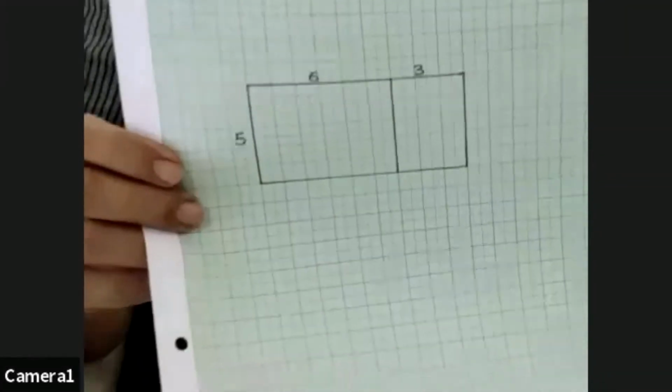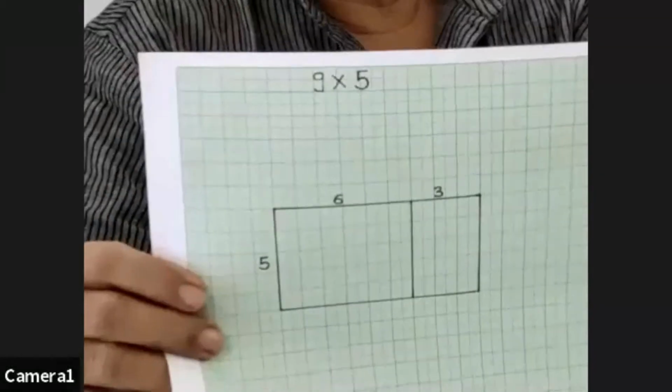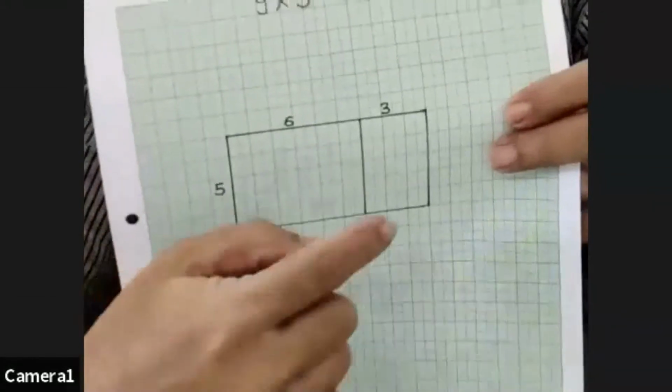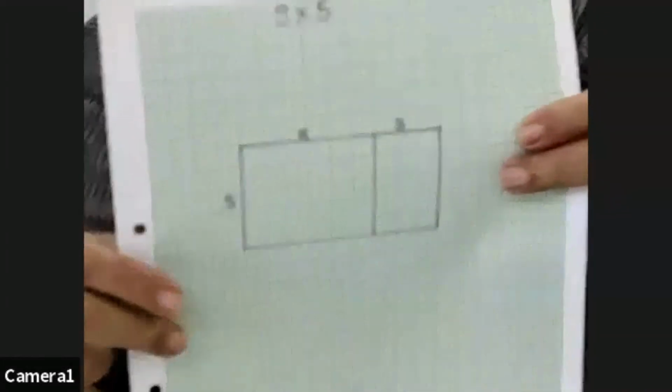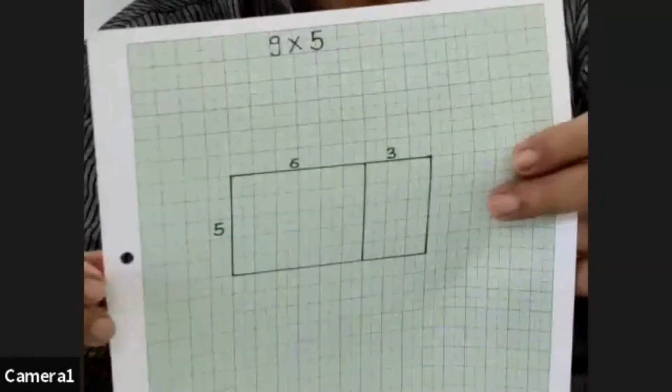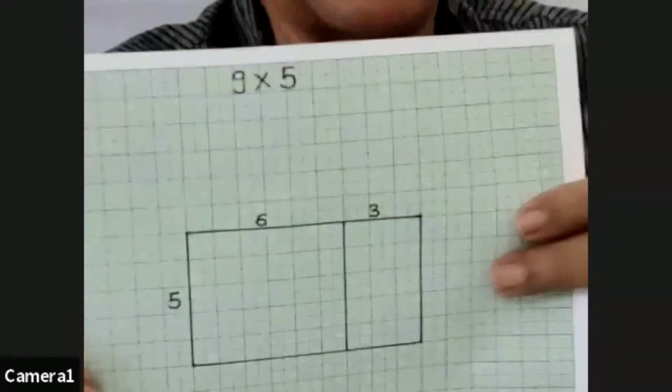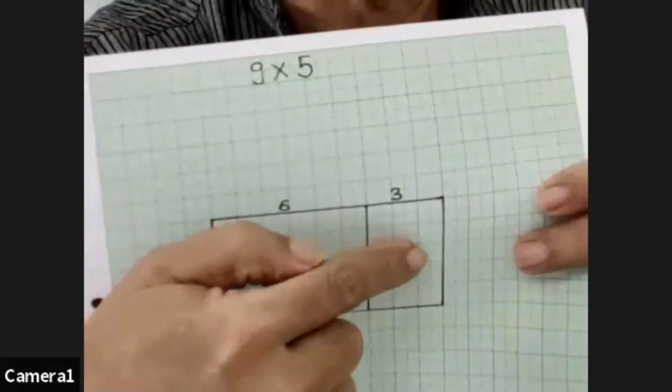So now write inside here, what is this rectangle and what is this rectangle? Write it using a multiplication sign and using numbers. Write this rectangle and write this rectangle. While you are writing, I am going to write it here. So have you written your rectangles?